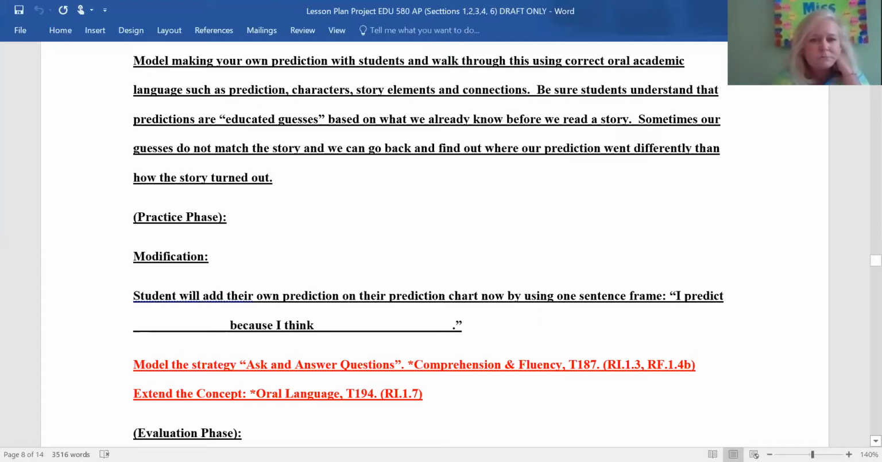So one thing I did include in here too, and this is based on Murdy's writing, his ACCESS scores, I did include helping him with sentence frames. Like, I predict blank because I think blank. And I think that just gives him the opportunity to not feel so overwhelmed that he has to come up with all of this academic language and write all of these words down. If he has this frame, I think it's a little less intimidating.